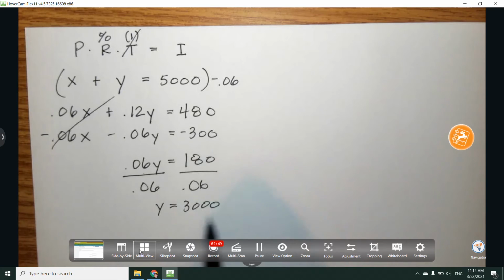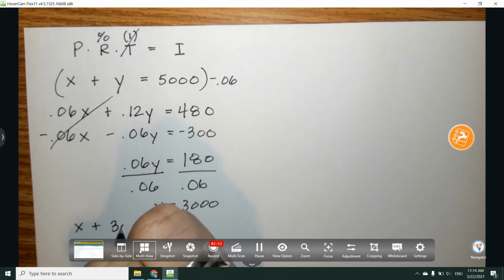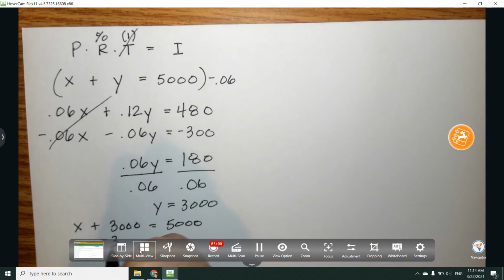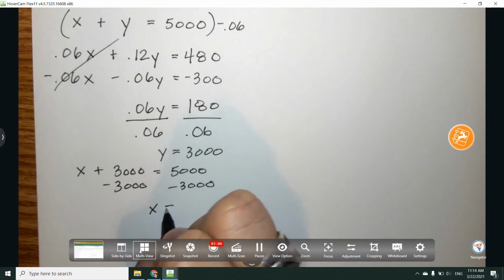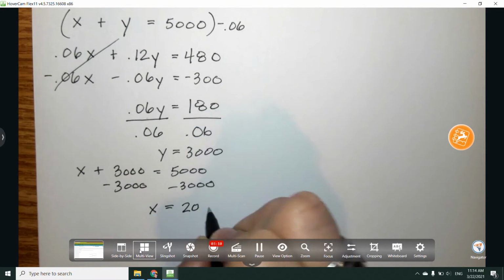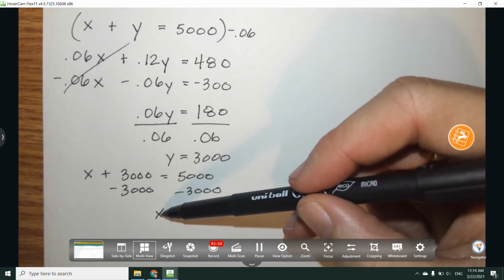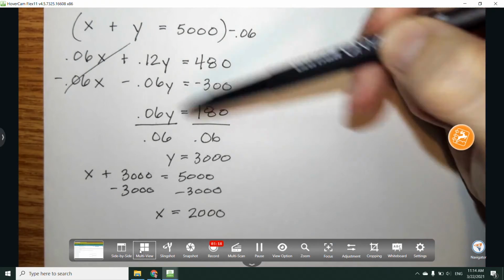Then we can just substitute it in here. So we've got x plus 3,000 equals 5,000. If we subtract 3,000 on both sides, we find out that x is equal to 2,000. Now one thing I want you to observe is that we assigned this x to be associated with the 6%, and the y is associated with the 12%.